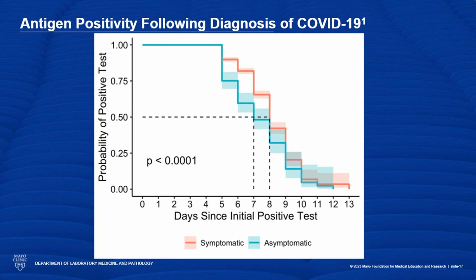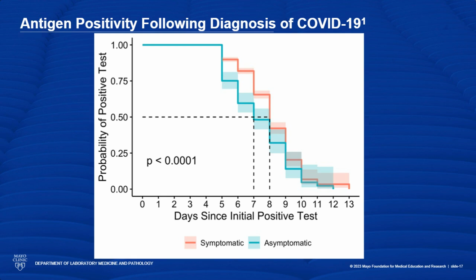And you can see that there is a statistically significant difference in the persistence of antigen positivity comparing symptomatic individuals versus asymptomatic individuals. The symptomatic individuals tended to have persistent antigen positivity a day or two longer than those who did not have symptoms, and that makes sense. So I hope that information is useful to you in helping to not only put together use strategies, but also interpretation strategies for when antigen testing is employed.